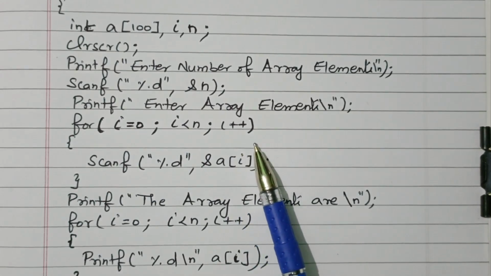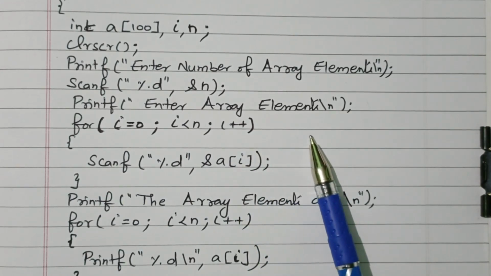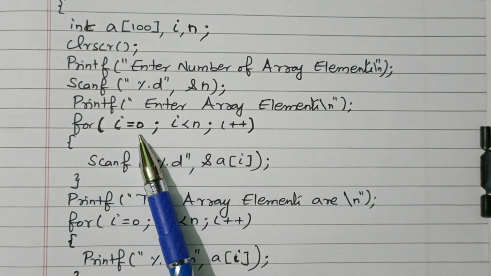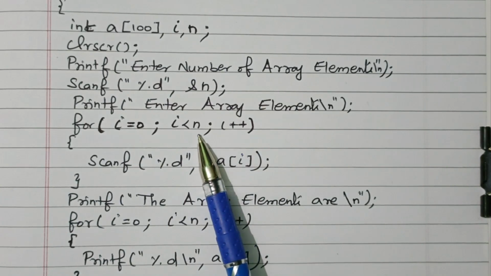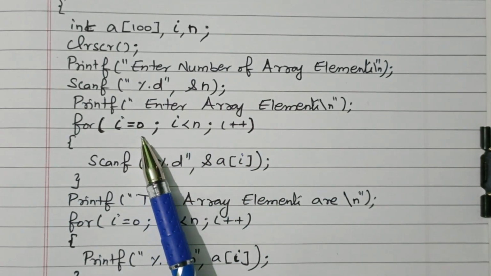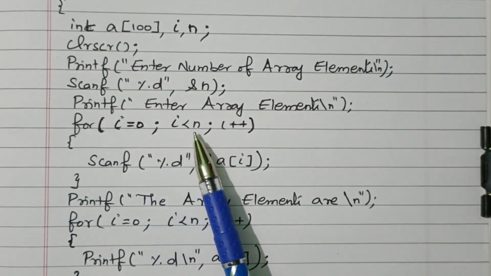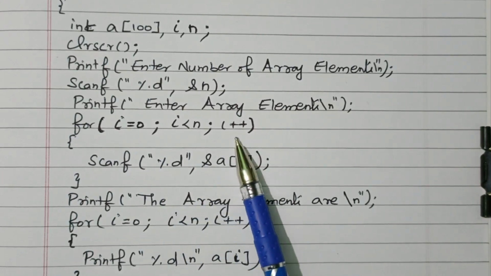So sequentially we need to generate the array indices. Here it will automatically generate 0 first, then i++ means 1, 2, 3. It will go up to n. So 0 is the starting number of the array indices, it will go up to n, and it will increment 1 by 1.